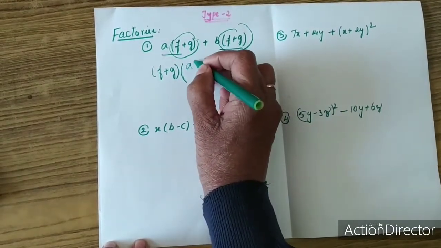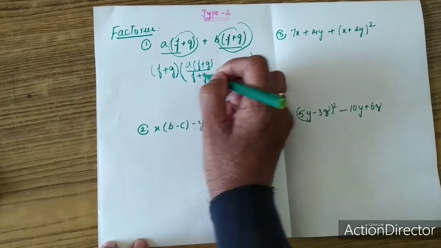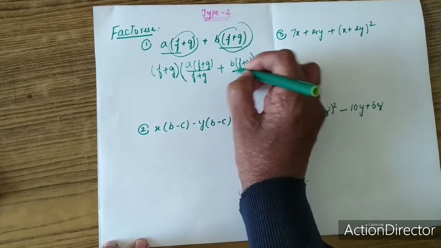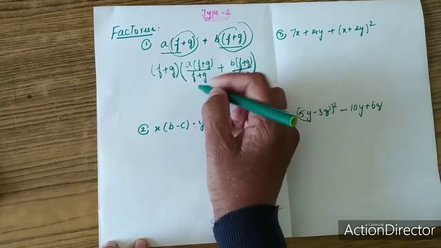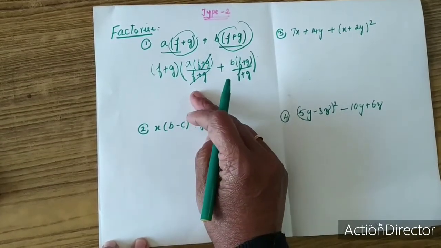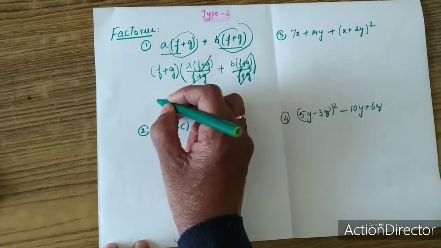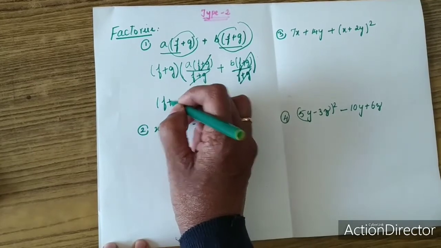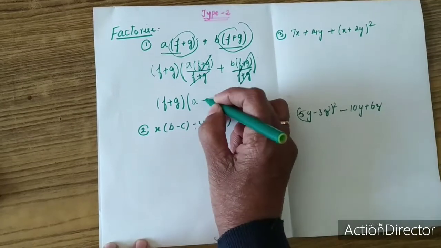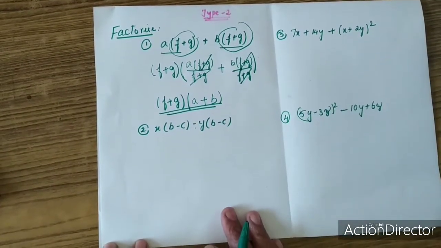So you divide and show: a into (f plus g) divided by (f plus g), plus b into (f plus g) divided by (f plus g). Now you can cancel (f plus g) and (f plus g) over here. This cancellation you have already learnt in algebraic expressions. Similarly, (f plus g) and (f plus g) get cancelled. So my final answer will be (f plus g) into (a plus b). So this is your answer.